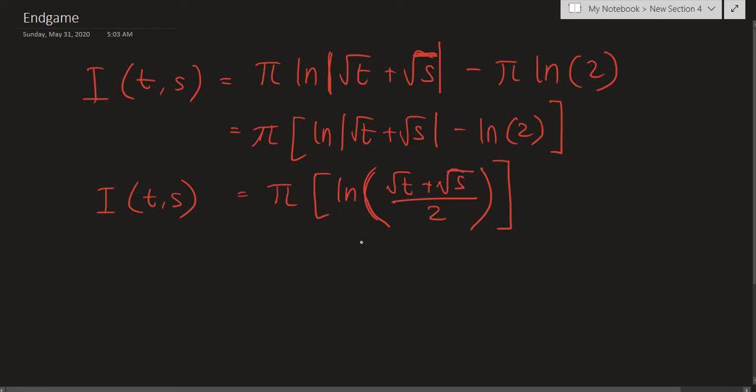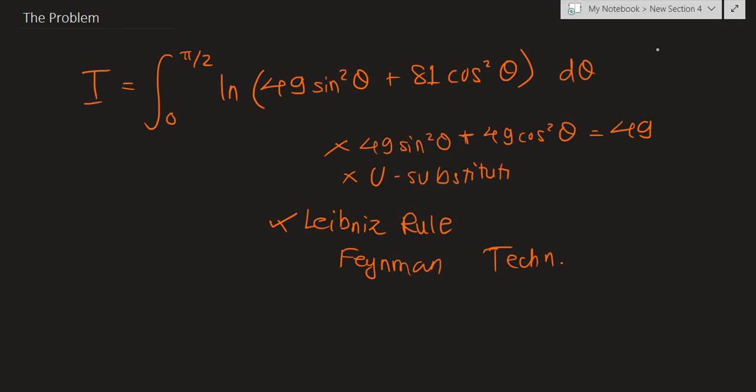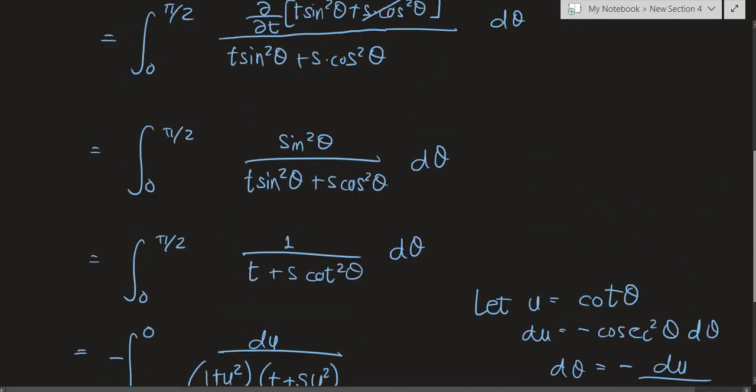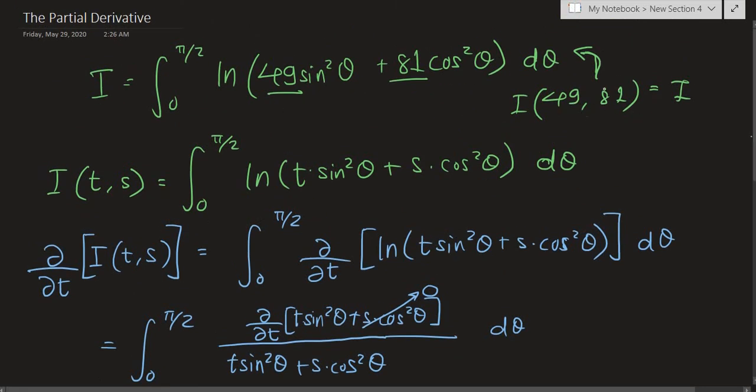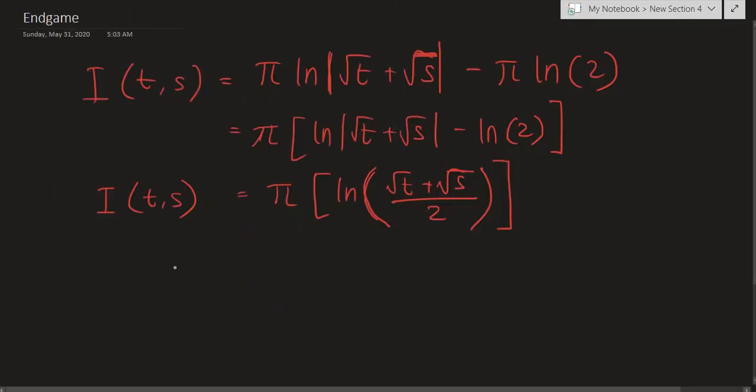But remember what our original problem was. Let's go back and see. So our original problem was basically, let's scroll up a bit, I of 49, 81, right? As per our parameterizations and our choice of constants in our original problem. So when we plug that in, I of 49, 81 is going to be pi times natural log of square root of 49 is going to be 7 plus square root of 81 is going to be 9, divided by 2.